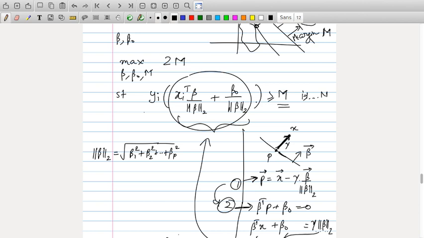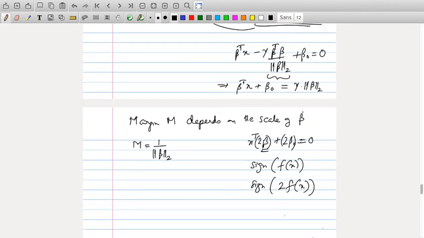The reason is that scaling doesn't affect the classifier at all. If I have a hyperplane, or a hyperplane which has 2 times the parameters, it's the same hyperplane. So I want to kill that degree of freedom. For that, I want to choose the margin to be 1 by norm of beta. I can choose the margin to be some constant; I can just choose it to be 1 by norm of beta.